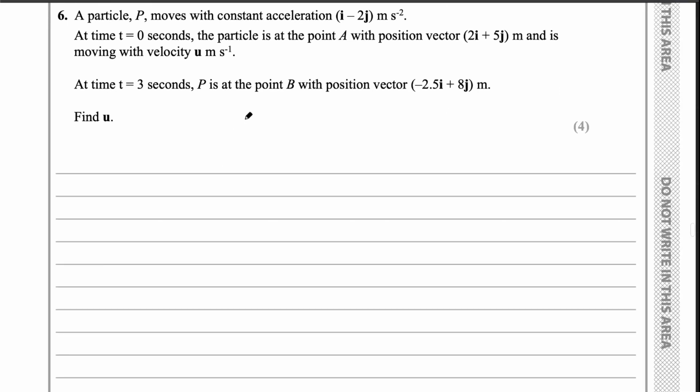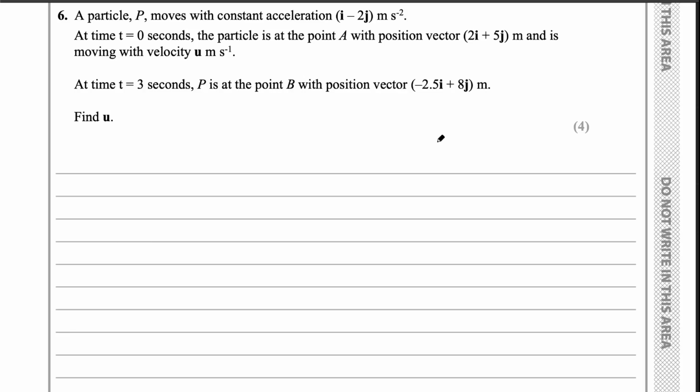Question 6 says a particle P moves with constant acceleration negative 2j meters per second squared. At time t equals 0 seconds, the particle is at the point A with position vector 2i plus 5j meters and is moving with velocity u meters per second. At time t equals 3 seconds, P is at the point B with position vector negative 2.5i plus 8j meters. Find u.